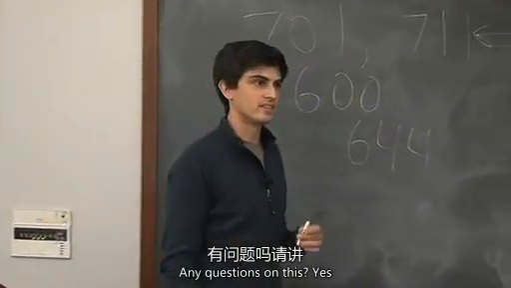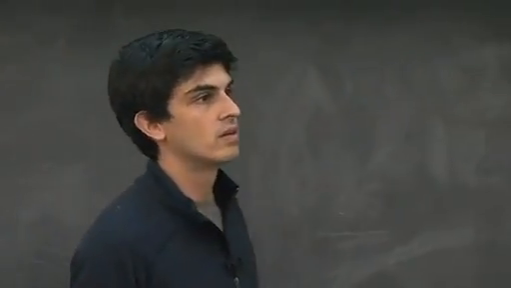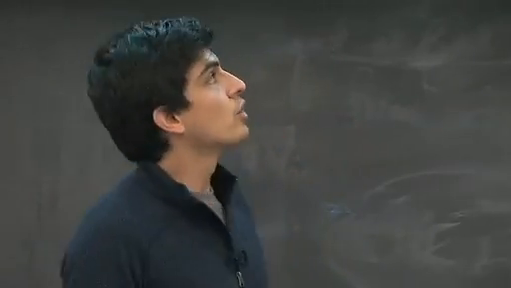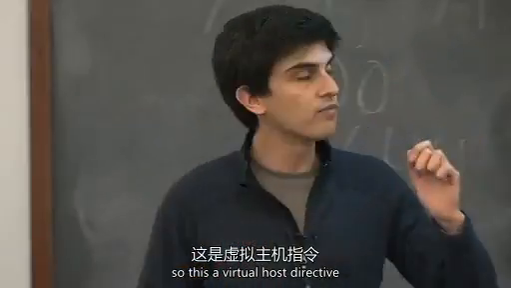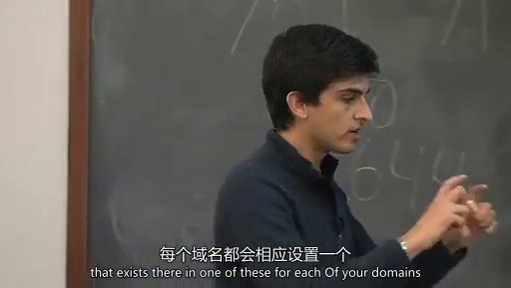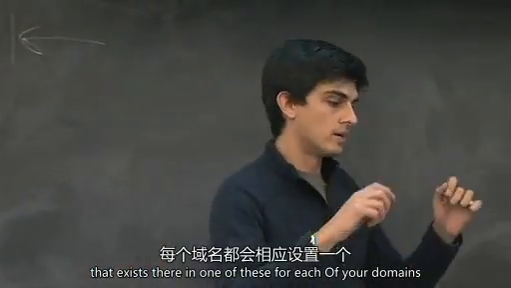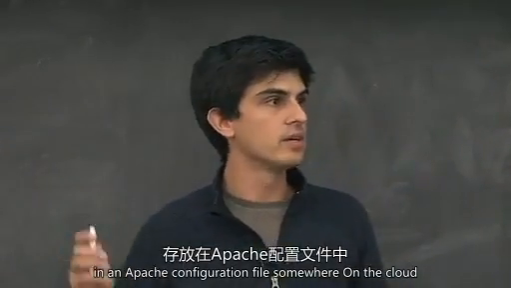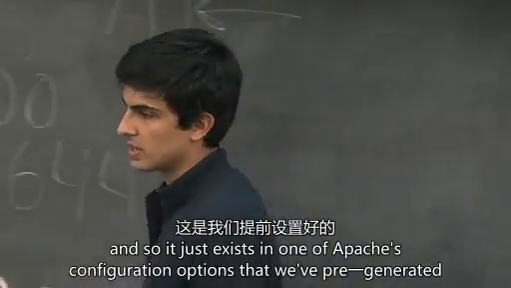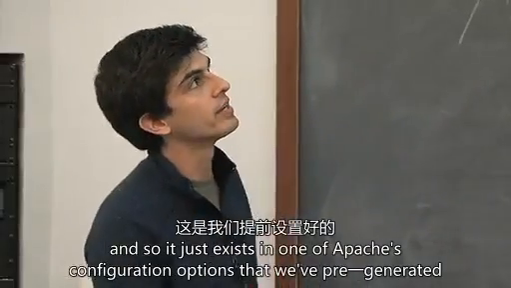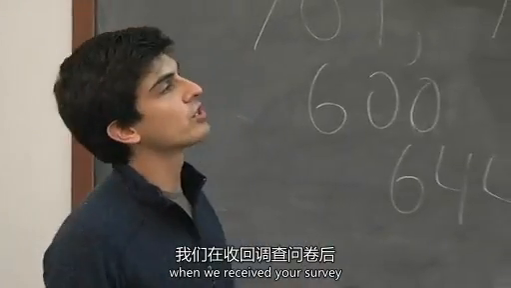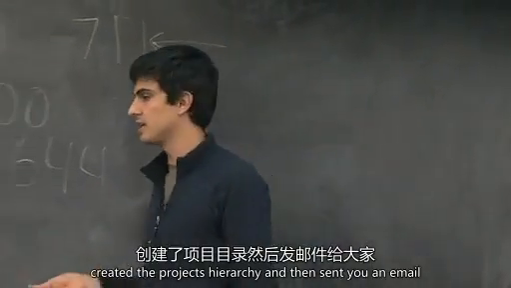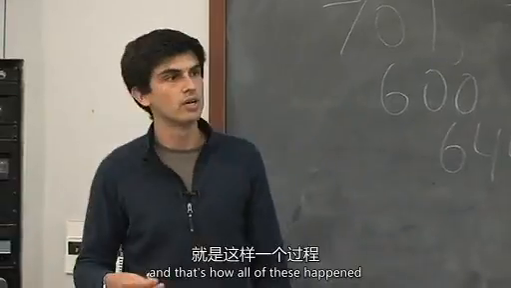Any questions on this? Yes? What's the Apache configuration here? So this is a virtual host directive that exists, and there's one of these for each of your domains in an Apache configuration file somewhere on the cloud. And so it just exists in one of Apache's configuration options that we pre-generated when we received your survey. We created your account, created this directive, created the project's hierarchy, and then sent you an email. And that's how all of this happened.